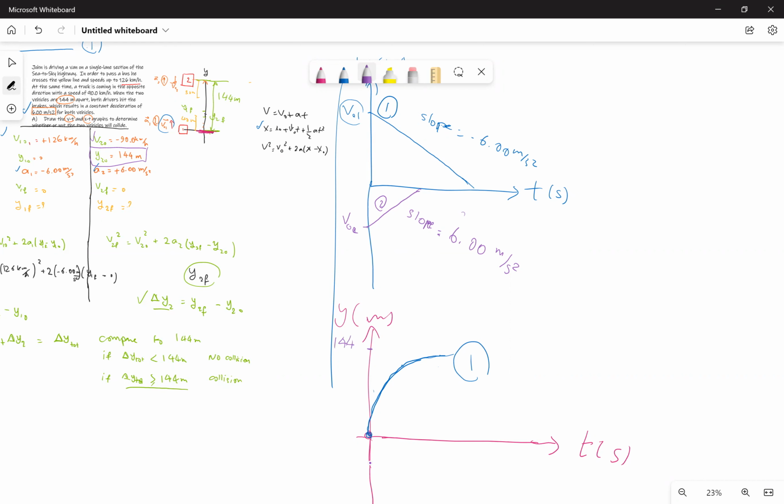Okay, and I know that I should draw a curve that, when I look at the slope of the graph, should give me this line with a positive slope.